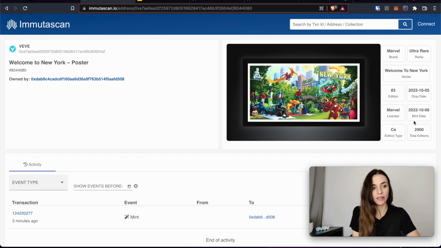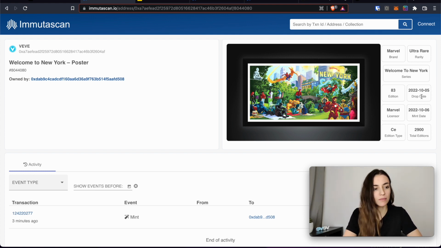So first of all, I know that a lot of people on Twitter said we don't have any mint date, we don't have any date on the metadata, but that's not true. I don't know where they get that from, because we actually have two dates, as we can see here. We have the drop date, and we have the mint date.